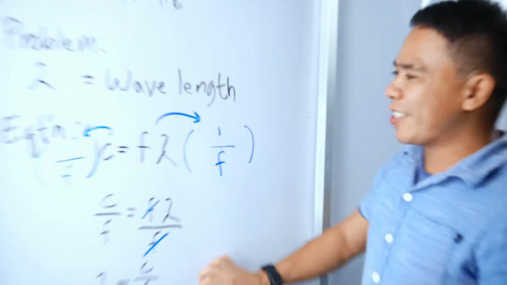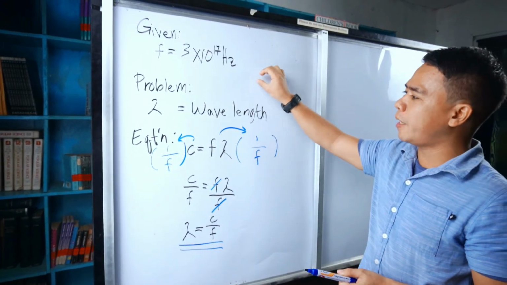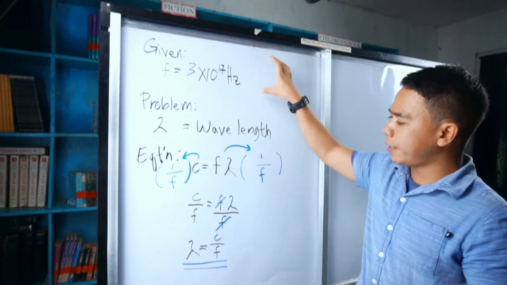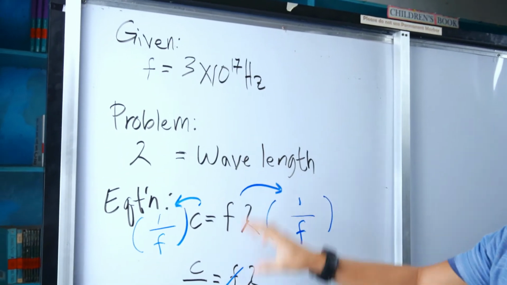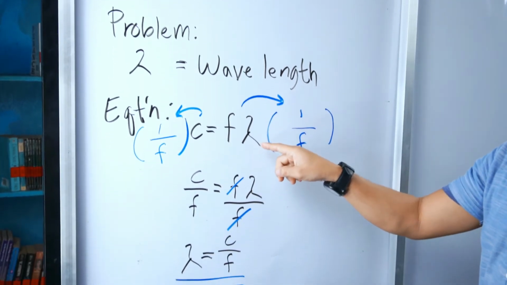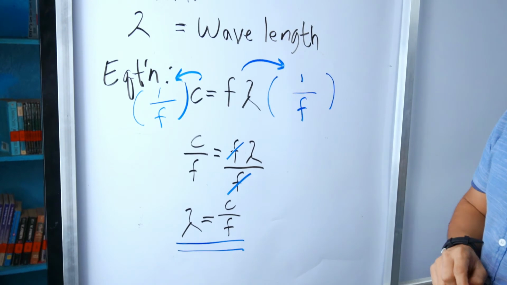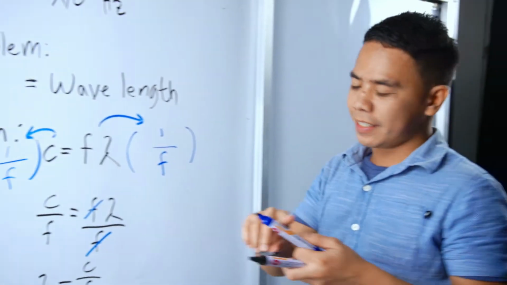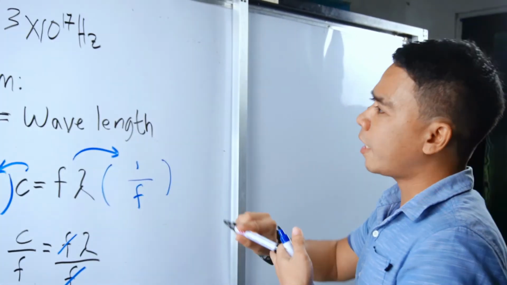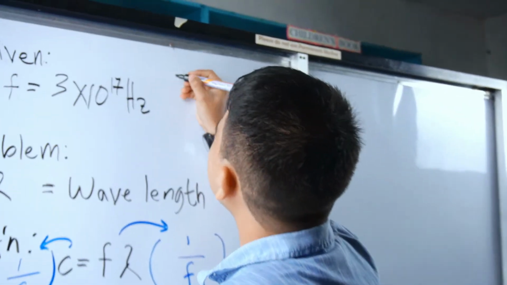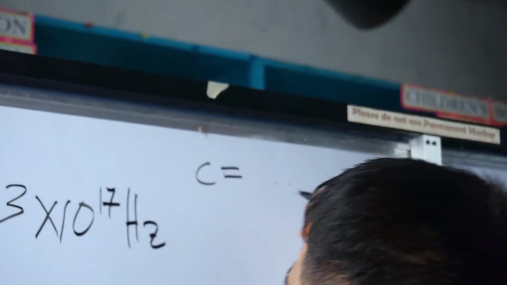So we have now solved the equation from a given problem. The problem is the wavelength. Given is the frequency. The equation we're going to use to solve the problem is the speed of light equals the frequency times the wavelength. Since the speed of light is constant, you can find it in your modules.